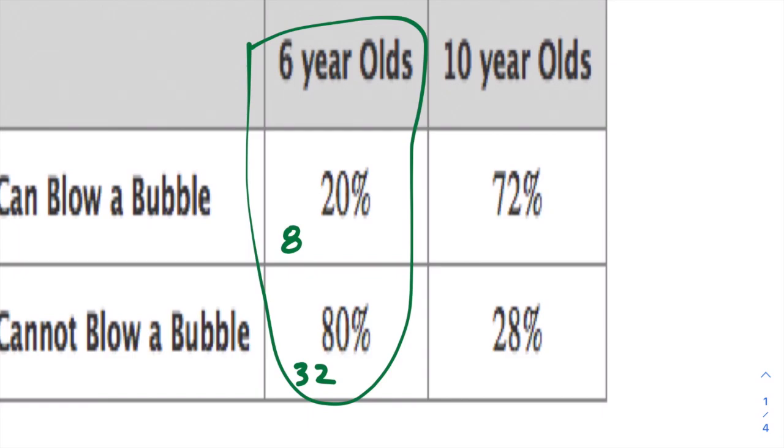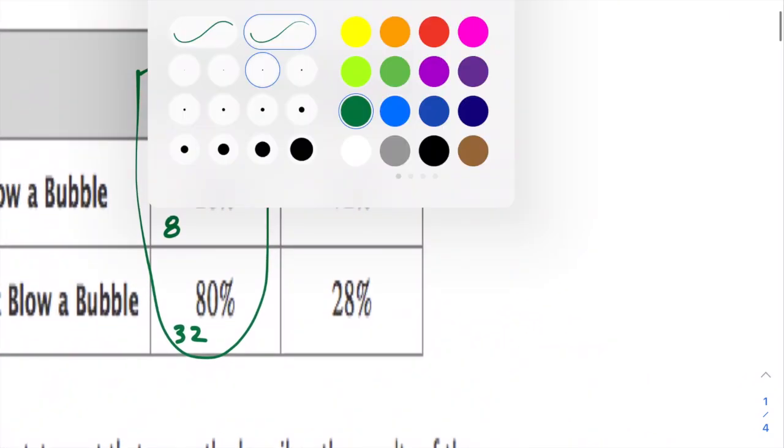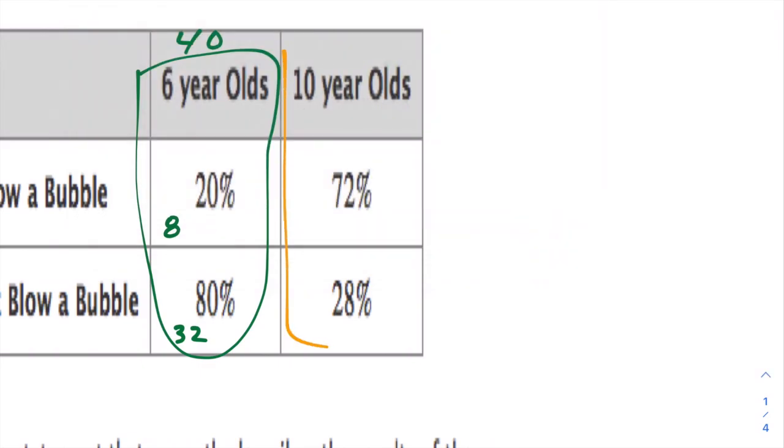And a quick way to double check, 8 kids who can, 32 kids who can't. That's the 40 6-year-olds that were a part of this. Was it a survey? Yeah, I think it was a survey.